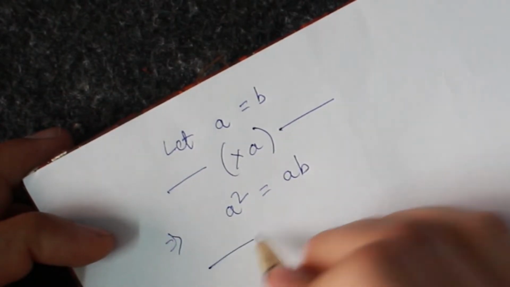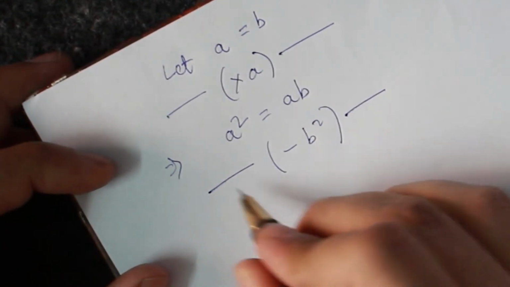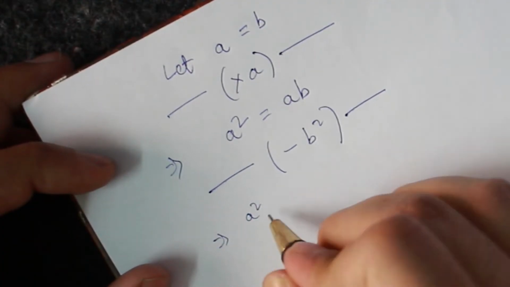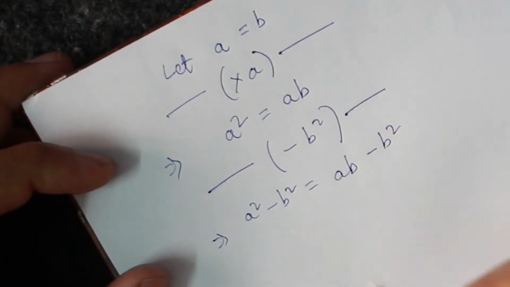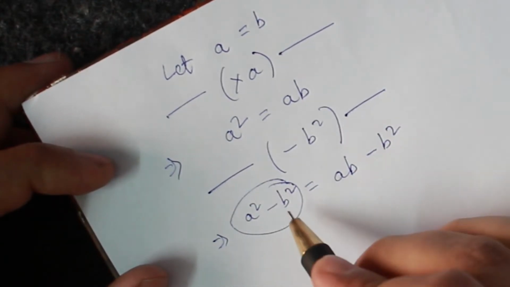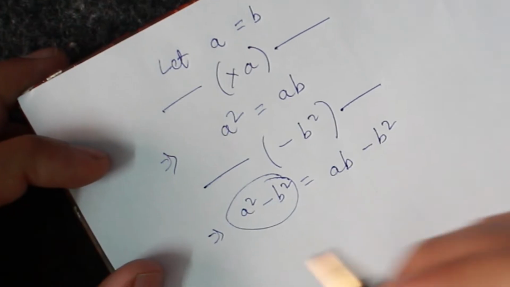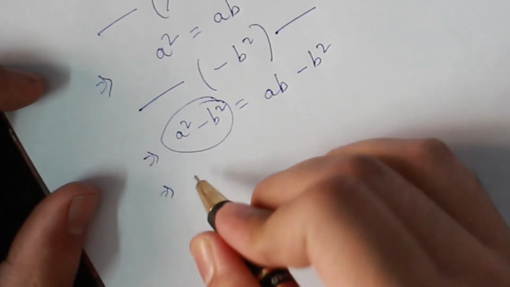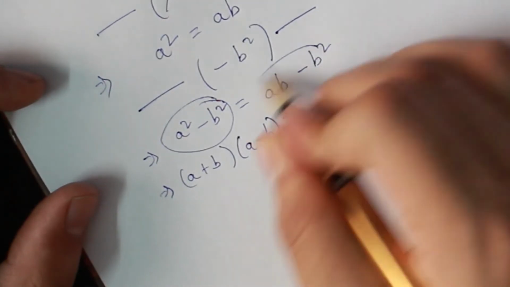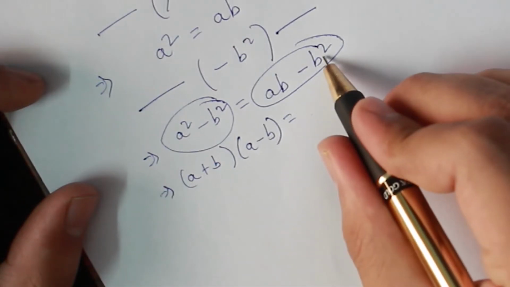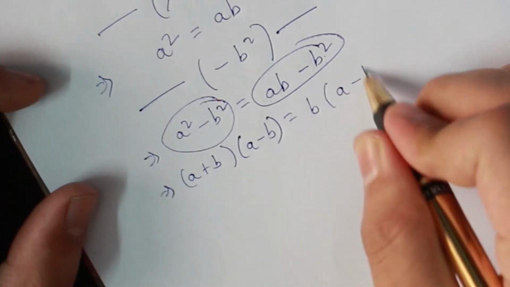The next step is I'm going to subtract B square from both sides, which gives A square minus B square equals AB minus B square. Now this part is an equation which can be broken down using algebraic formulas: A plus B multiplied by A minus B. From this side, I'm going to take B as the common variable out, and it will be B times A minus B.